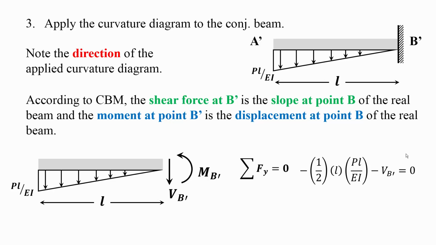So we take the summation of the forces in the Y. Basically, I will have 1/2 multiplied by L multiplied by PL over EI, which is the area of the triangle. I will concentrate it, and that's of course minus VB prime, set that equal to 0, and when I solve for VB prime I will get negative PL squared over 2EI, and that's the rotation on the original beam or the real beam at point B.